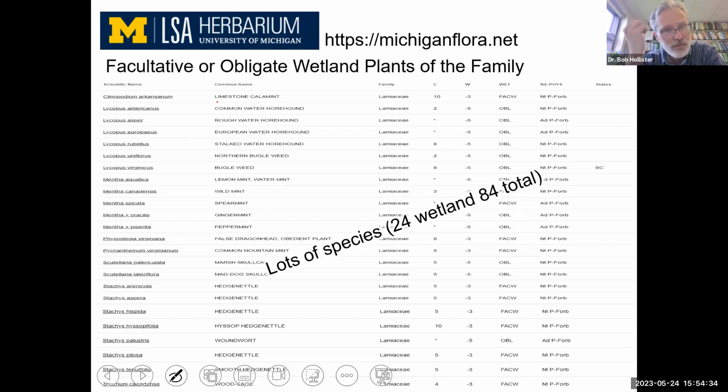So these are the 24 wetland plant families. There's 84 total. So there's a lot of species out there, so that can make it a little bit daunting. But they're usually not that bad.